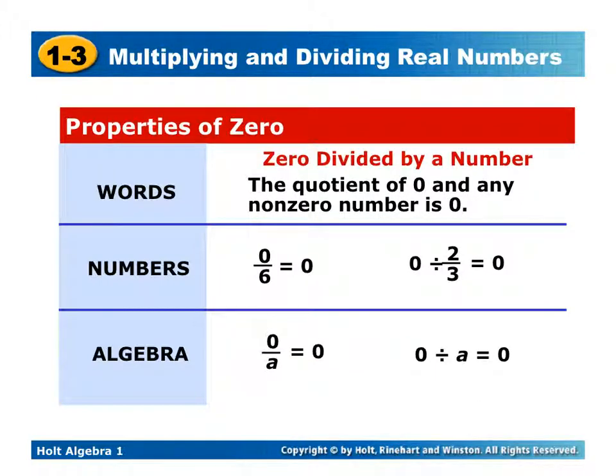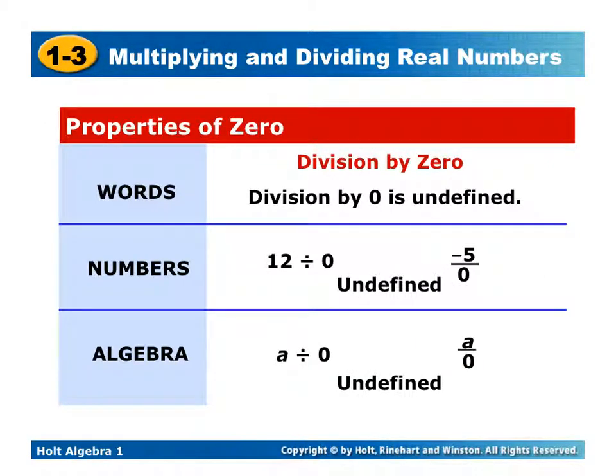Another property is when 0 is divided by a number. Now, this is where you have to be careful. So the quotient of 0 and any non-zero number is 0. So here, I can have 0 cookies divided by 6 friends, I get 0 cookies. Same thing here, if I have 0 cake and I'm dividing into pieces that are 2/3 each, there's 0 pieces. Or algebraically, 0 divided by a is 0.